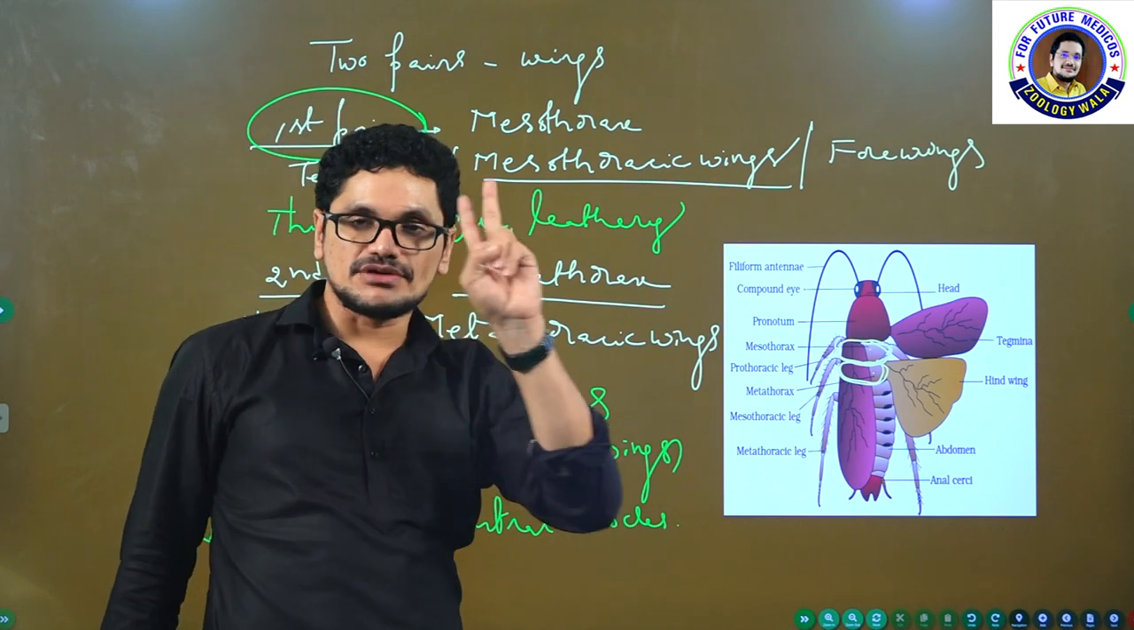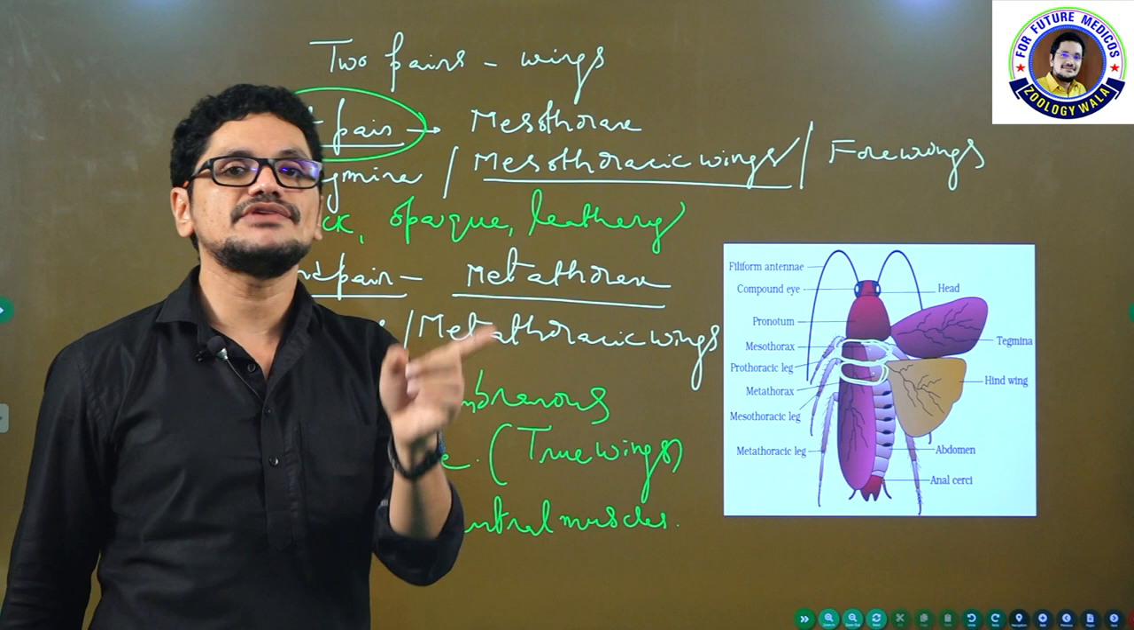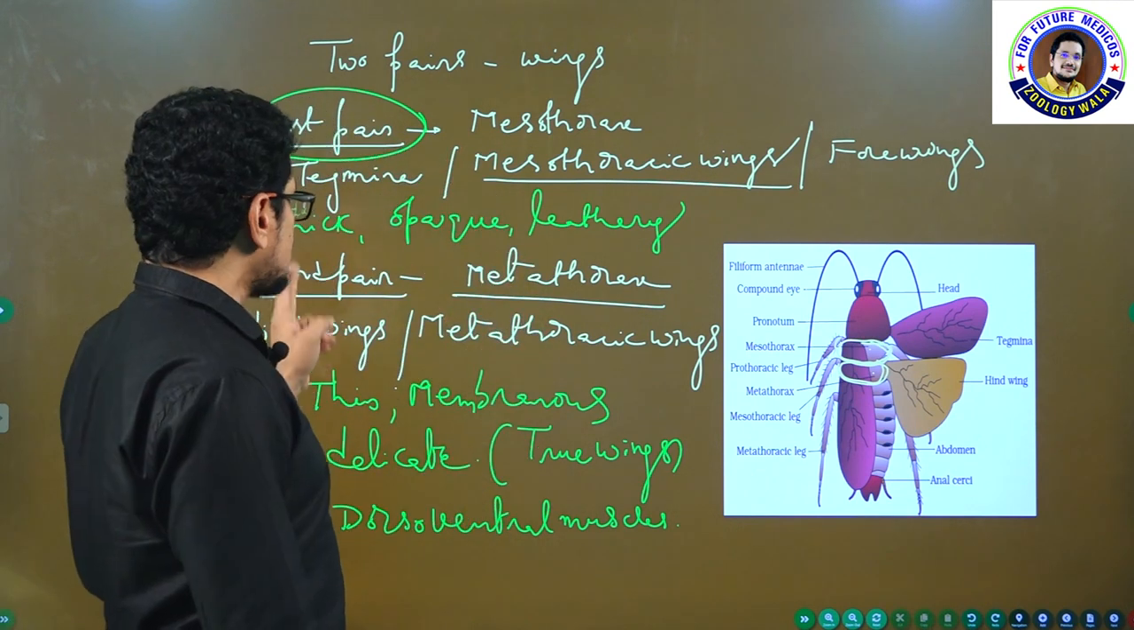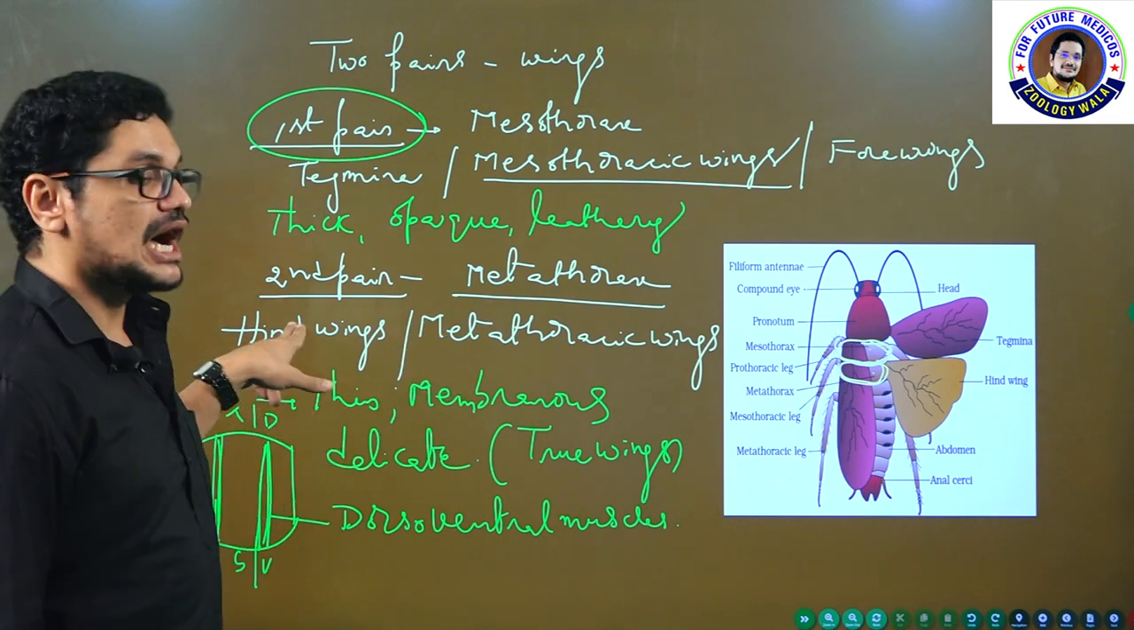Okay, rather than this point, the point which is important in the NEET: how many pairs of wings are present? Two pairs of wings are present. First pair of wings are called mesothoracic wings. First pair of wings are attached to mesothorax. Second pair of wings are attached to metathorax. Second pair of wings are also called hind wings.